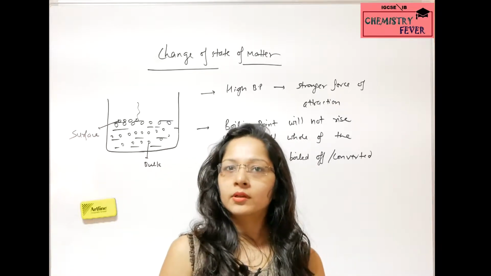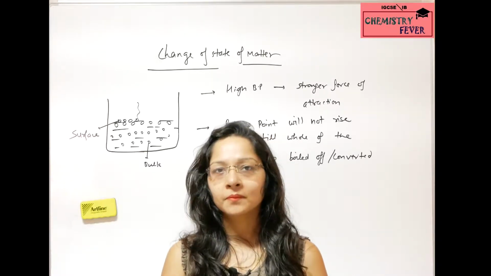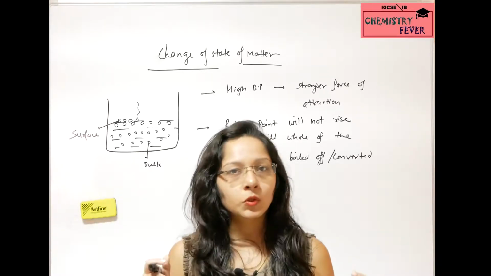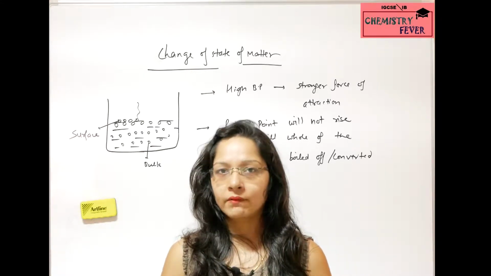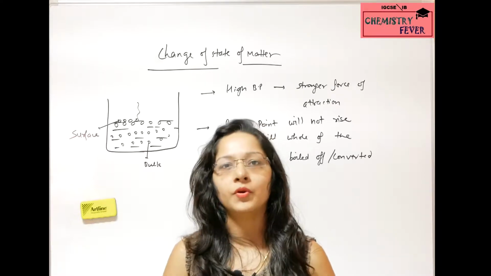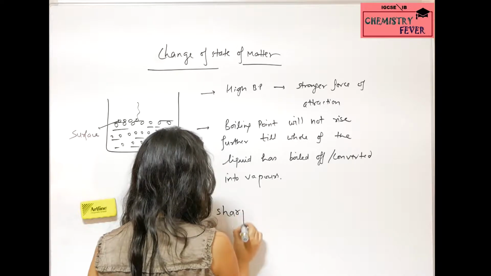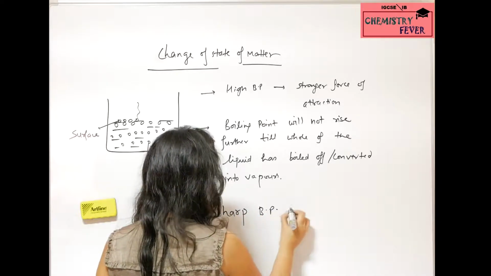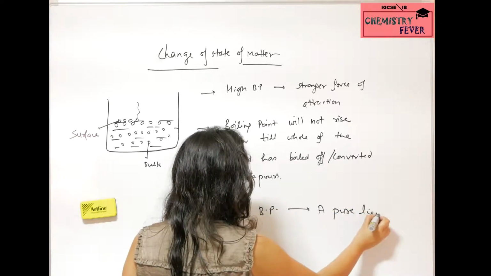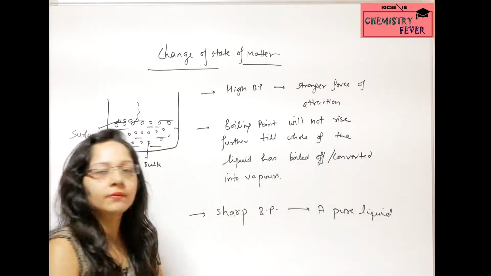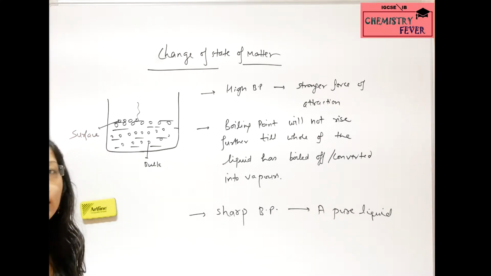One more thing that we discussed in case of solids. What is that? If we have a sharp boiling point, it is a pure liquid. If it is a range, it means it is impure. So a sharp melting point means a pure solid, and a sharp boiling point means a pure liquid. So this is the case for liquids. Have a note, and then we will move further.